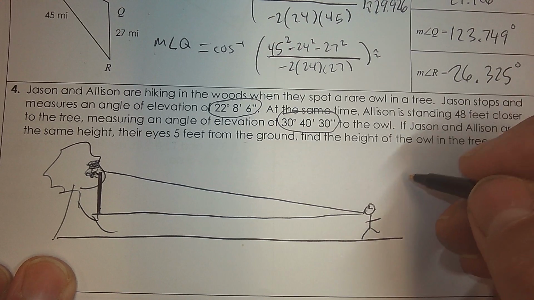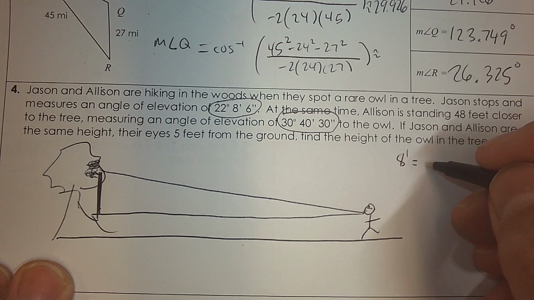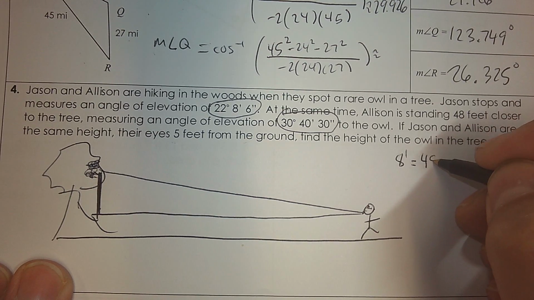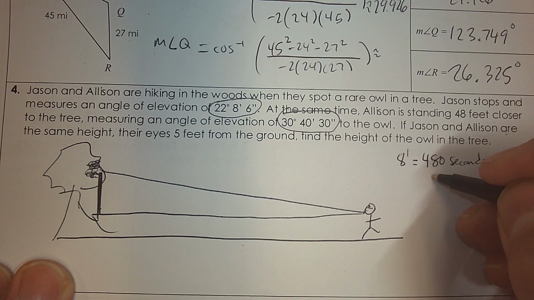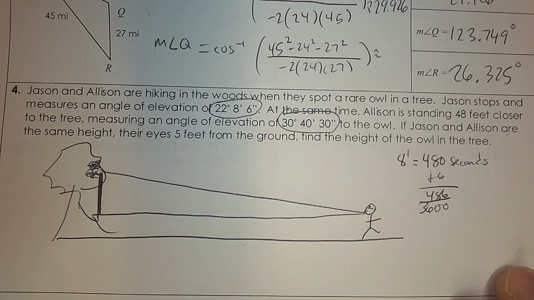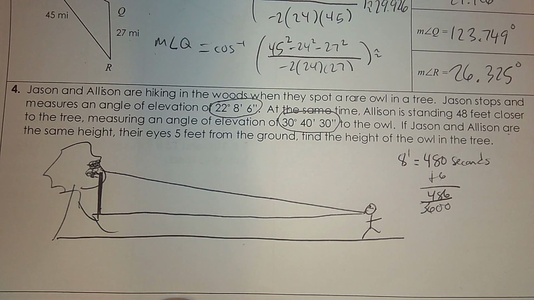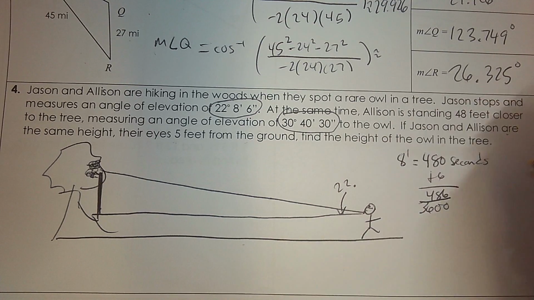But I'm going to change it all to seconds. So 8 minutes is equal to 8 times 60, right? 480 seconds. And then 6 more seconds, add 6, so it's 486 seconds divided by 3,600 seconds in an hour. So I get 0.135. So that angle there is 22.135.